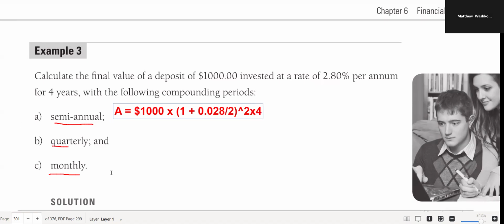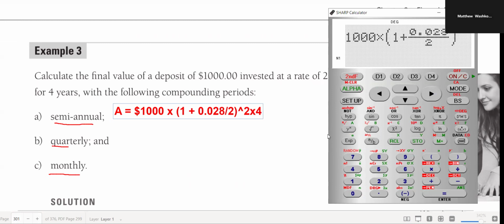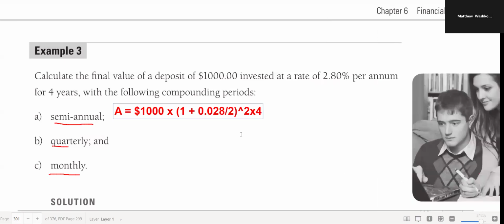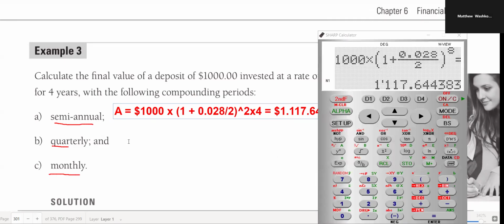Right? $1,000 times 1 plus fraction button, 0.028 over 2. Can you see now why you need fraction buttons for this one? You have to stick with the fraction. All to the power of, well, 2 times 4 is 8. Sorry, just moving this over here so I can see it. $1,117.64. Cool.